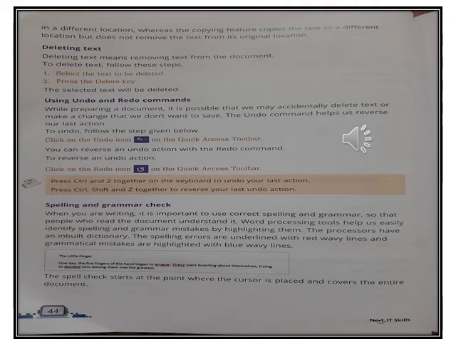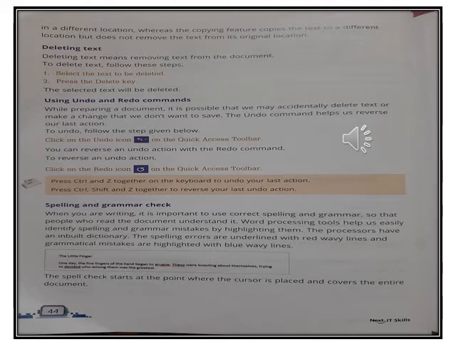You can reverse an undo action with the redo command. To reverse an undo action, click on the redo icon on the quick access toolbar. Press Ctrl and Z together on the keyboard to undo your last action. Press Ctrl, Shift and Z together to reverse your last undo action. So these two are the shortcut keys.